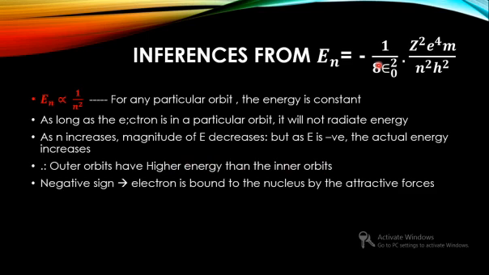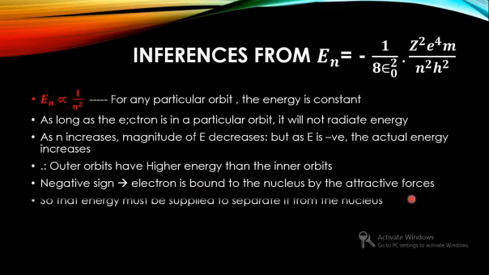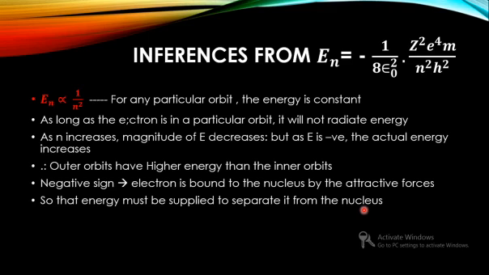And what does the negative sign indicate? That we have already mentioned. It is due to the attractive nature of the nucleus. That is, the electron is bound to the nucleus by the attractive forces. So we must supply some energy to separate the electron from the nucleus. Okay. So these are the inferences we have derived from the expression for energy.